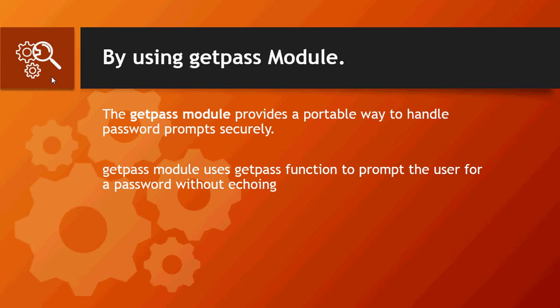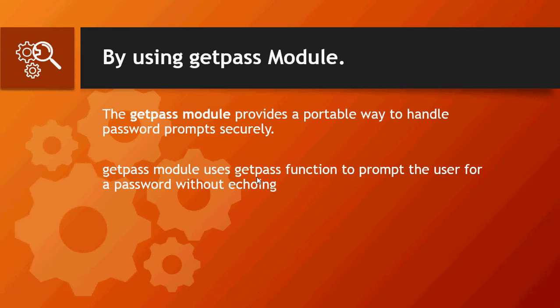That means two modules. The first one is by using the getpass module. This getpass module you need not install, that means you will get it in Python IDLE already. The getpass module provides a portable way to handle password prompts securely. The getpass module uses the getpass function, the function name itself, to prompt the user for a password without echoing.